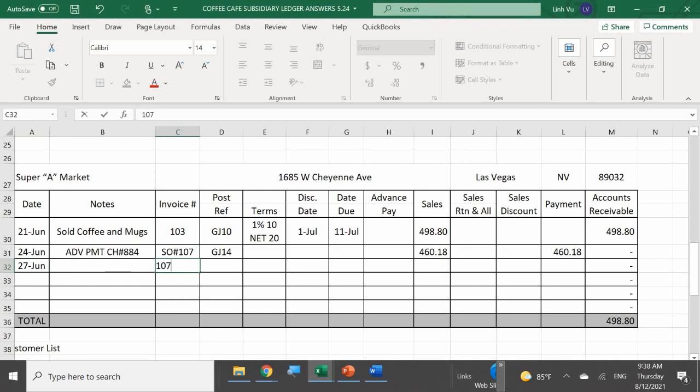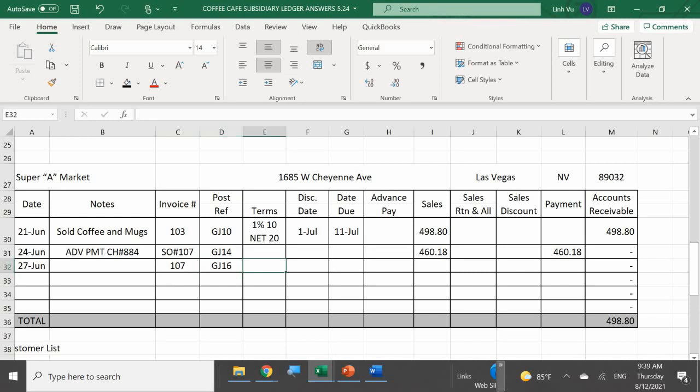Let's see. Under notes, invoice 107. Well, I guess we don't really need to put anything, right? You don't have to unless you want to, but all that information of what you sold to him is already in your records. Yeah. And we're already going to put the invoice number in the right field. General Journal 16.